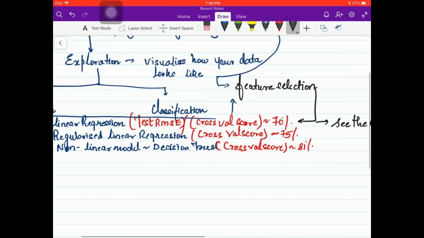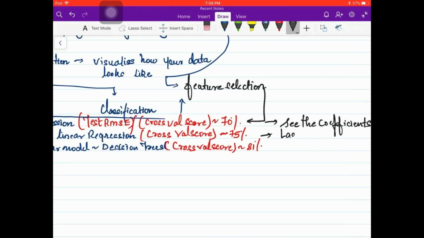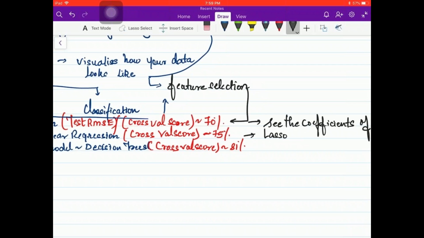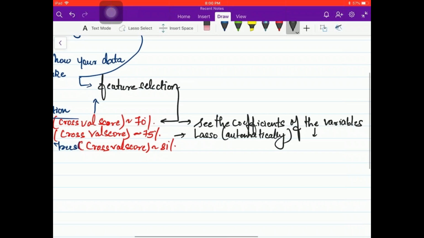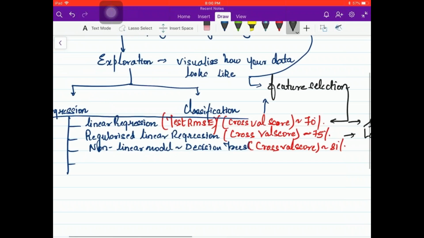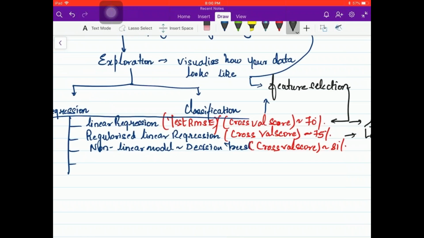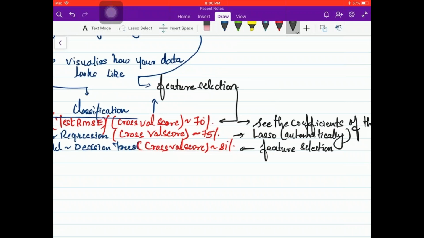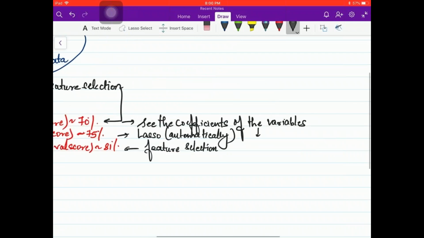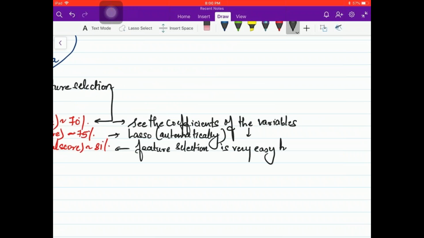Similarly, in regularized linear regression, if you do a lasso, then it will automatically remove the unimportant variables. If you do a ridge, you still need to see the coefficients of the variables. Okay, now here comes the very important and interesting part, that is your non-linear model. Whenever you do a non-linear model, feature selection is very easy here.